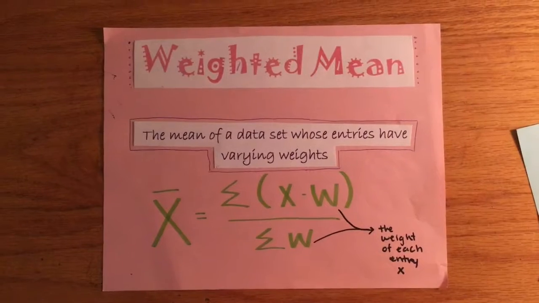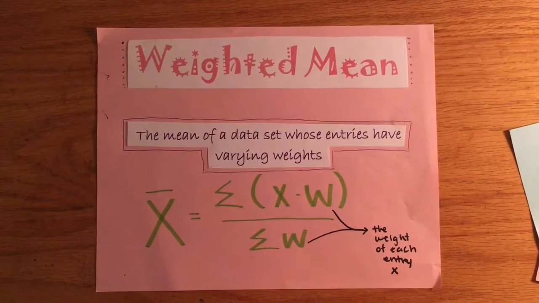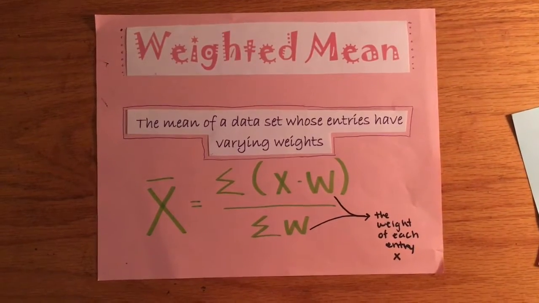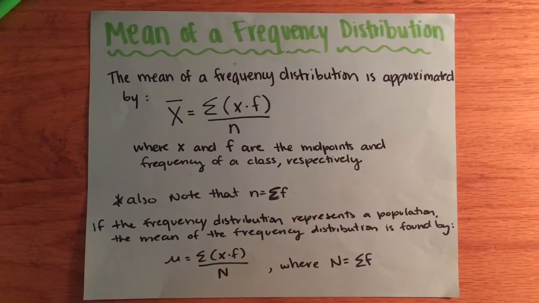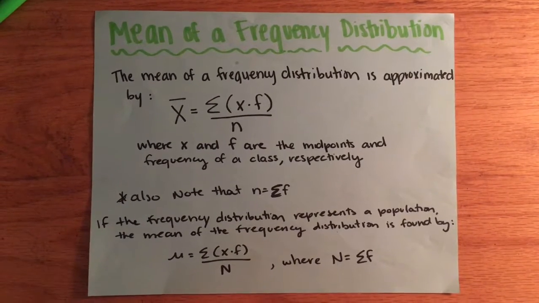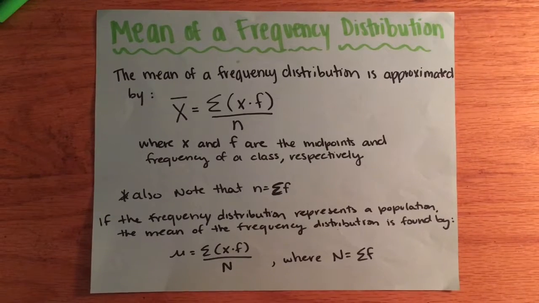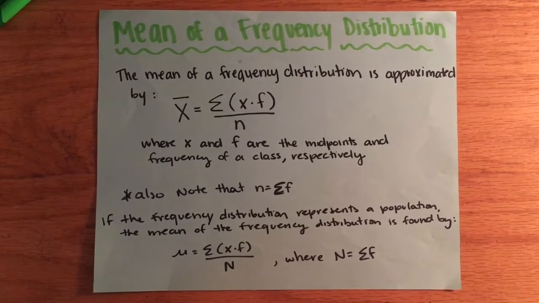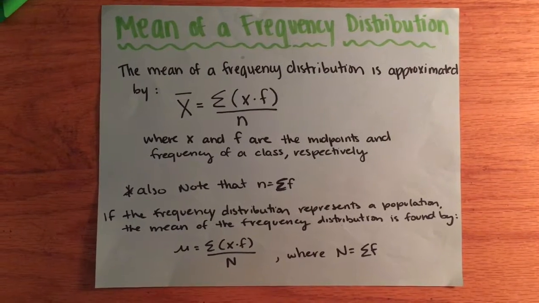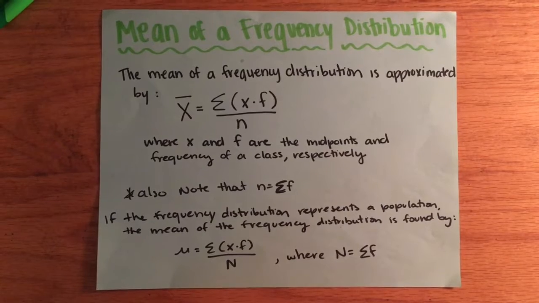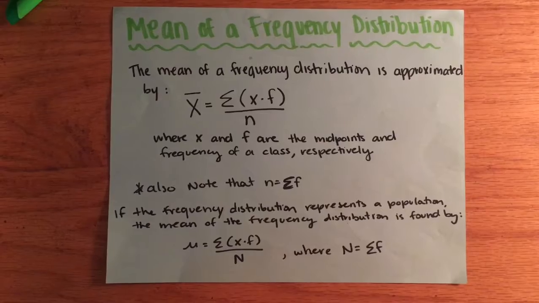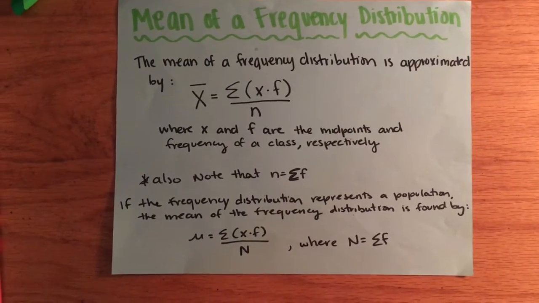There's also a weighted mean. The weighted mean is the mean of a data set whose entries have varying weights. You can find the weighted mean by the following formula. If data are presented in a frequency distribution, you can find the mean of a frequency distribution of a sample by x bar equals sigma x times f divided by n, where x and f are the midpoint and frequency of a class, respectively. If this frequency distribution represents a population, the mean of the frequency distribution is found by mu equals sigma x times f divided by n.